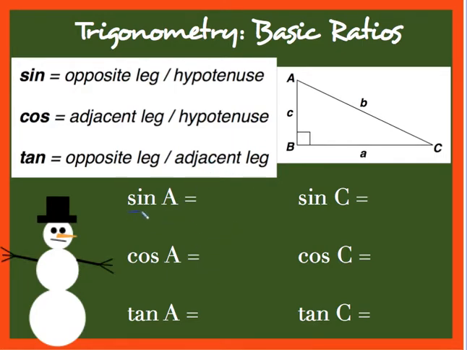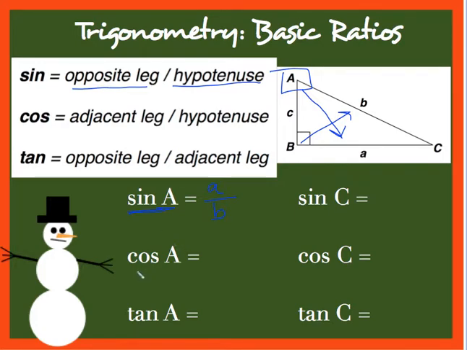So if you have the sine of angle A, what that means is that you're putting the opposite leg over the hypotenuse. Well, if you're looking at angle A, the opposite leg is the one directly across from it. That would be A. And the hypotenuse is going to be the one across from a right angle, which is B. So that's how you would set that up. Now in a regular problem, you would have numbers there or a variable. You wouldn't have two letters.